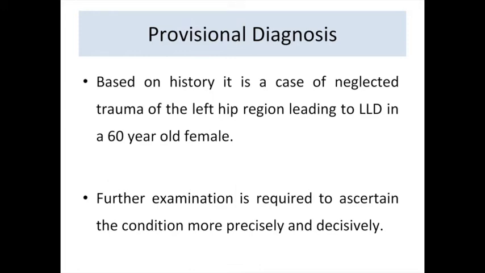Further examination is required to ascertain the condition more precisely and decisively, because it is very difficult with just the history to pinpoint towards what could be your actual anatomical diagnosis. But you need to be ready with this statement, because this is a standard protocol. At the end of the history, you are asked about your provisional diagnosis. So obviously, if it is such a scenario, you are going to get away from the question of a differential diagnosis at this point of time, at the end of the history.